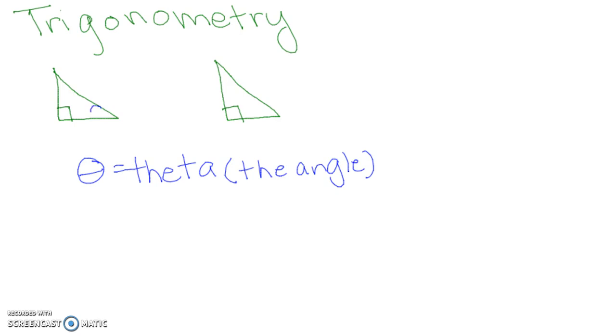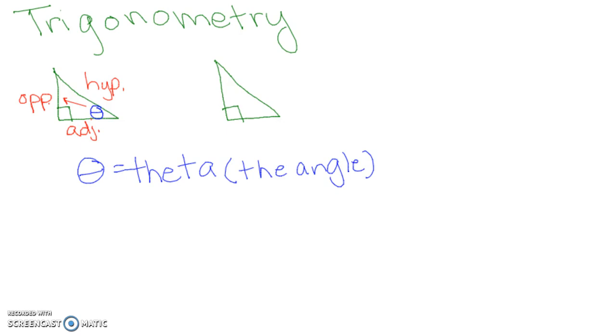If my theta or angle is located here, then that means I need to look directly across from it, and I'm going to label that side the opposite side. So I'm going to abbreviate that as OPP for opposite side. The next side to find is the hypotenuse, and that's always across the right angle. So I'm going to label that side the hypotenuse. And the last side is the adjacent side. That's the leg next to the angle.